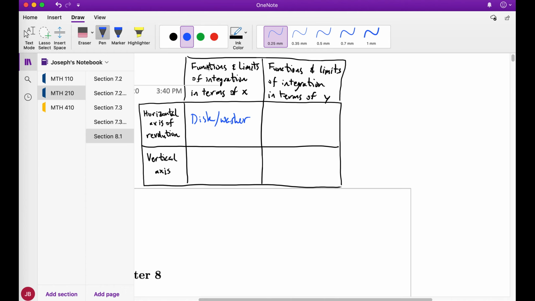Now, if everything is still in terms of x, but I'm rotating about a vertical axis, then we saw in section 7.3 that we need what's known as shell method, right? And now here, if everything is in terms of y, and I'm rotating about a vertical axis, that is section 7.2, that's disk washer. And now, process of elimination. Here, you'll notice that we have a horizontal axis and function and limits of integration in terms of y. That's also going to be shell method. So hopefully this helps organize your thoughts moving forward. But that's just something I always found helpful.